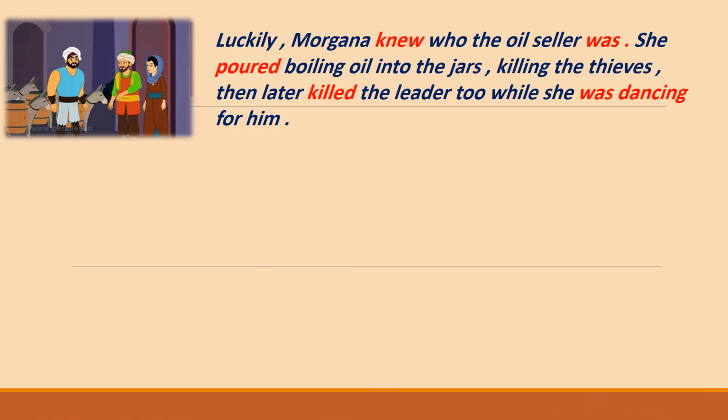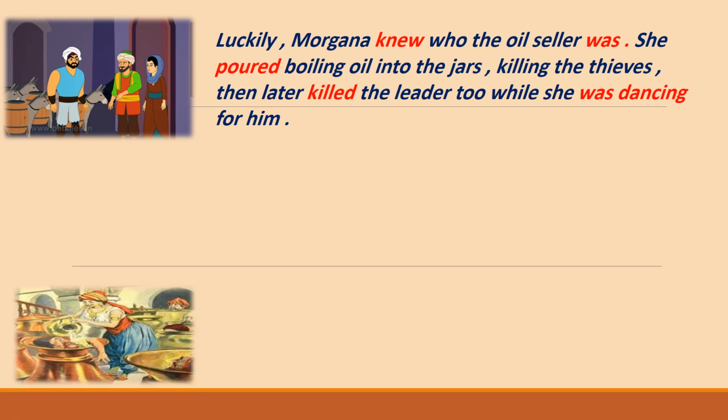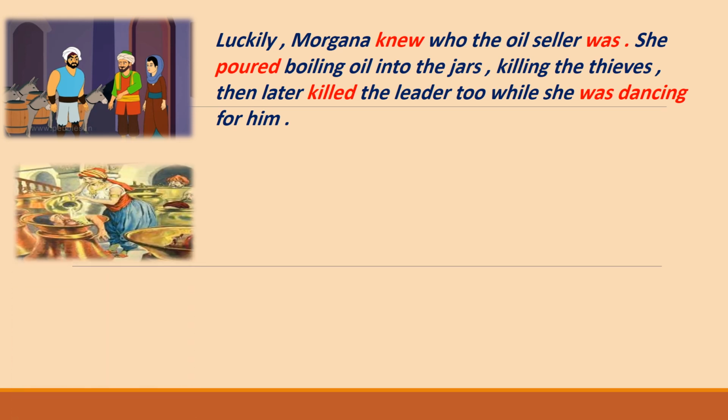Luckily, Marjana knew who the oil seller really was. She poured boiling oil into the jars, killing the thieves. Then later she killed the leader too while she was dancing for him.